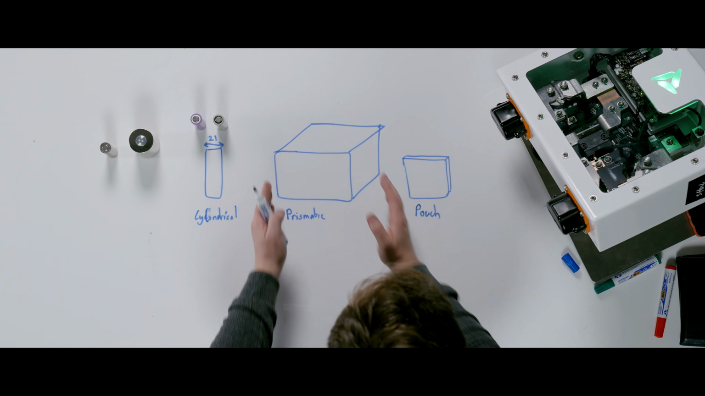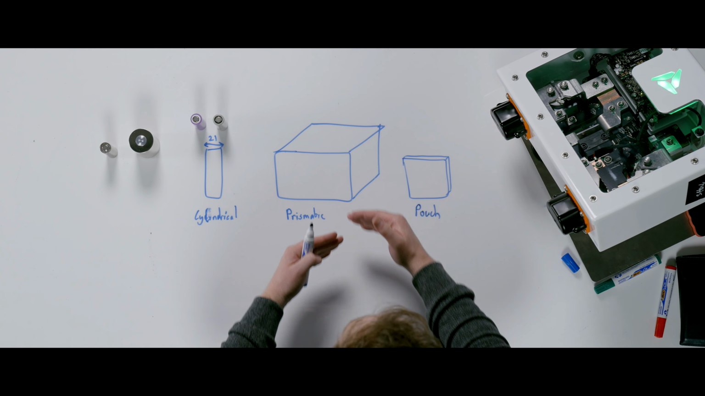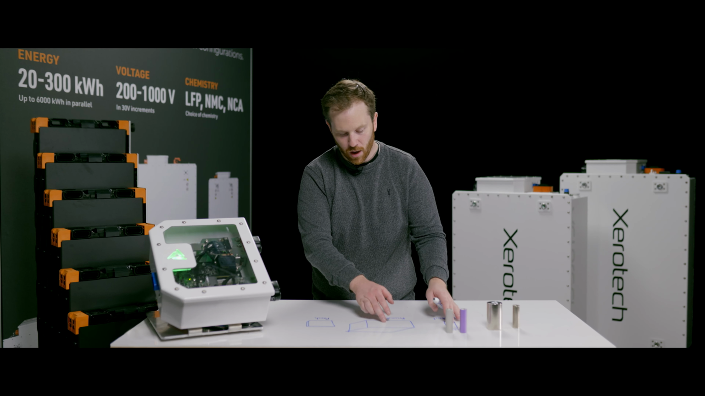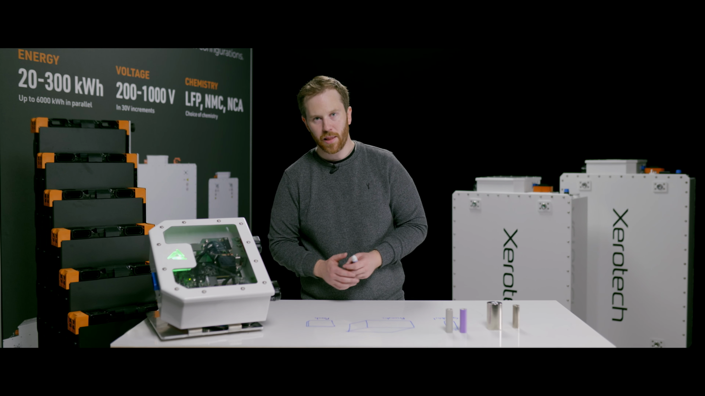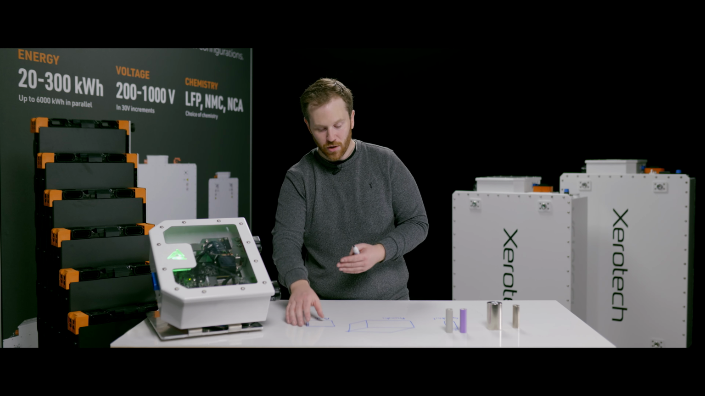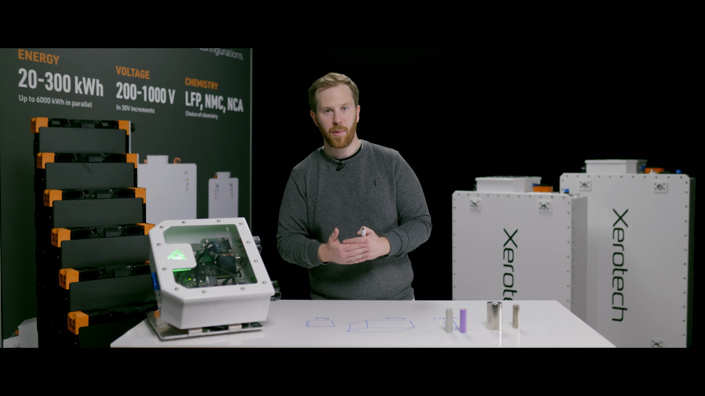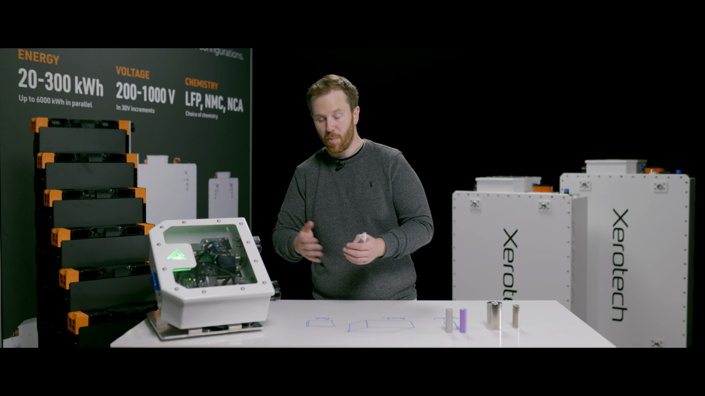Prismatic cells then are large, blocky cells. The core of the cells in each case are quite similar, but we'll come to them in a second. The pouch cell then is basically internally sheets that are stacked on top of each other into a vacuum-packed pouch that the electrolyte is put into.